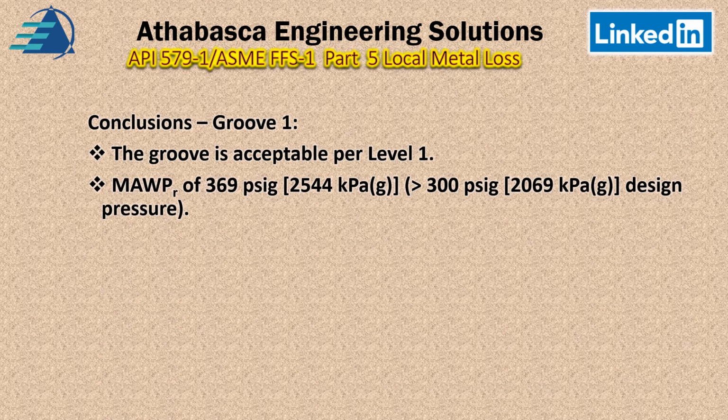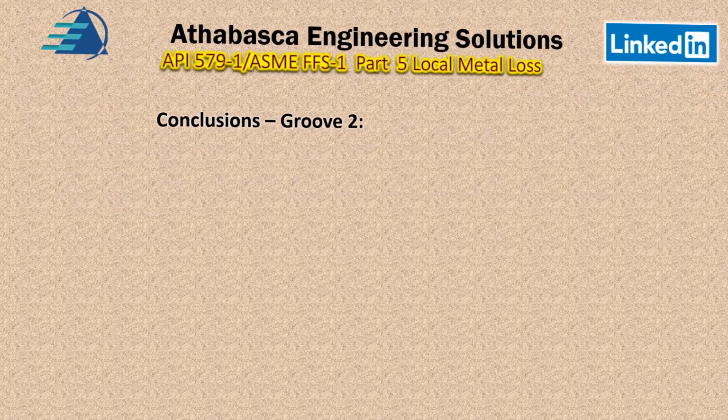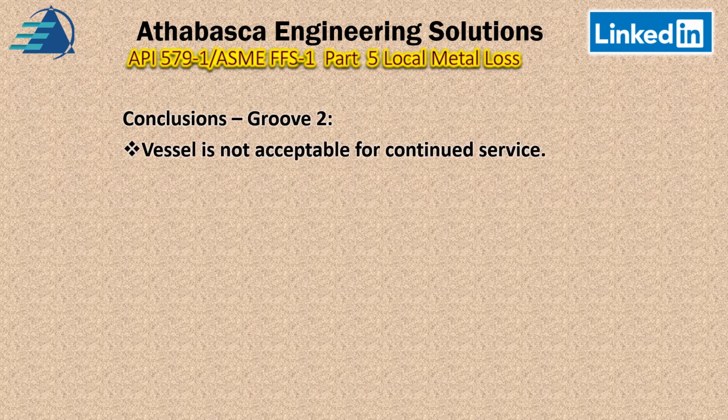The MAWP we estimate to be at 369 PSIG, which is greater than what we needed, because we recall from our first charts that we had to be at least 300 PSIG at the design pressure. So we're fine with that. So conclusions for Groove 2. The vessel is not acceptable for continued service. We've got to change something, or we have some other ideas. And this was all based upon a Level 1 assessment.